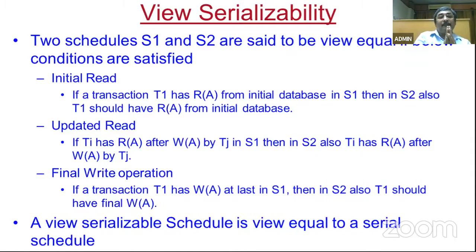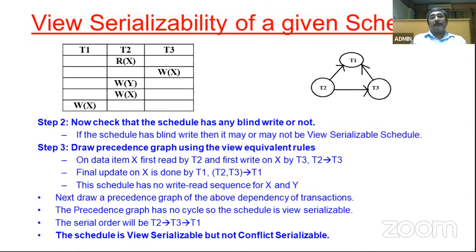And then update read. This is a little complex. Ti reads A after a write of A. You update and then read. So some write of A is done in S1, and after that a read of A is done. If that happens in S1, then the similar thing has to be there in S2 as well. So you have to look at the schedules. For example, this is the same thing I have said. You see that the data item is read first and then written by T3, right?